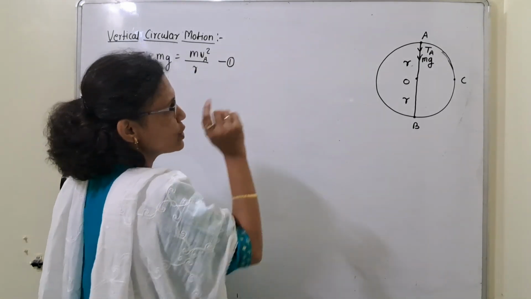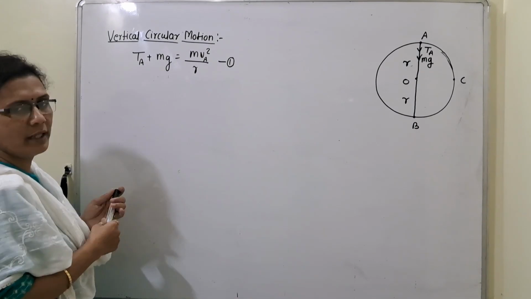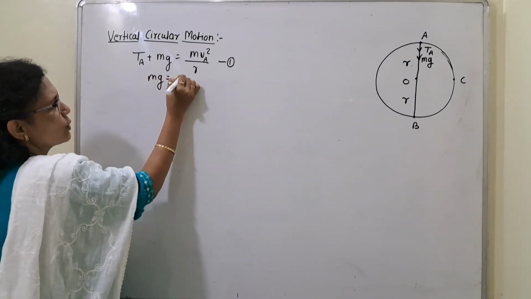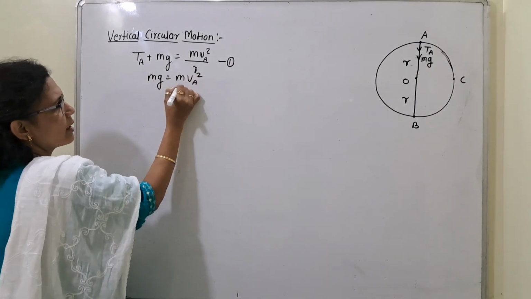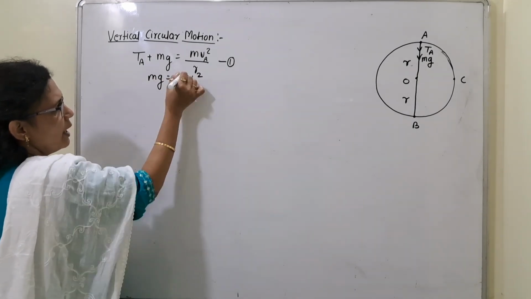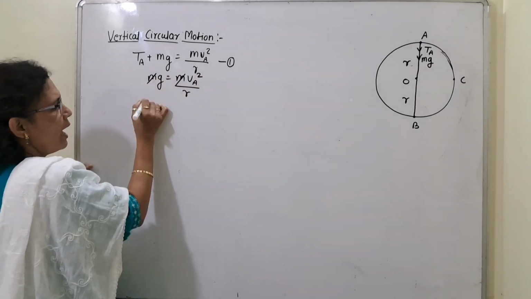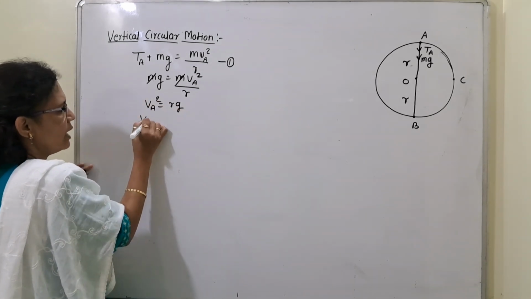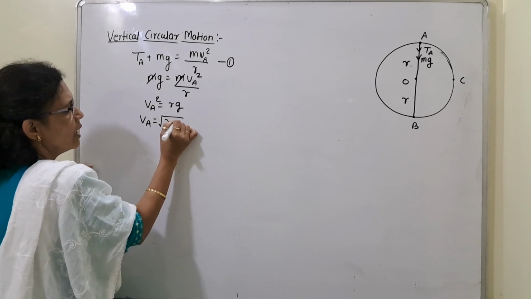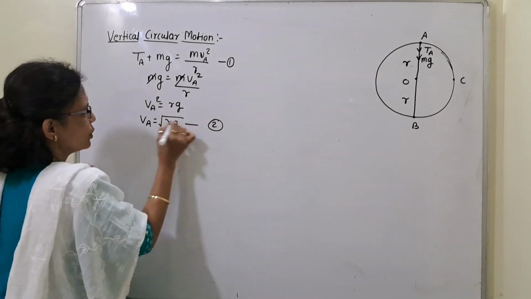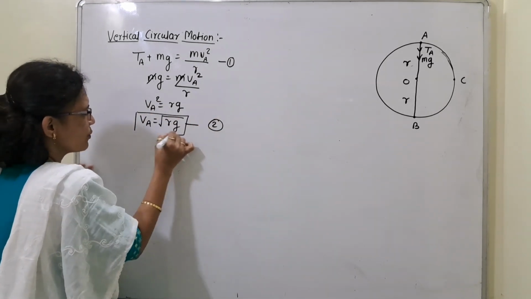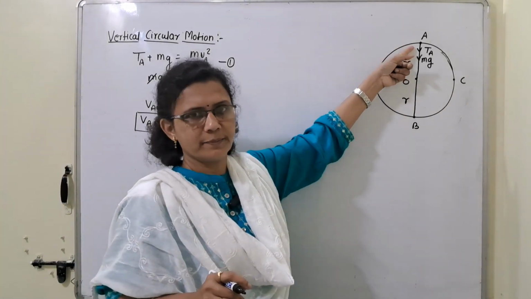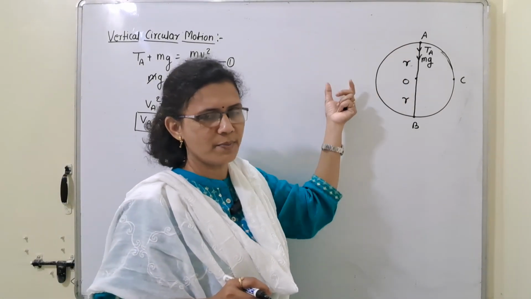So at position A, this TA will be 0. So what can I write? I can write mg is equal to mva square upon r. m gets cancelled and va square is equal to rg, which means va is equal to under root rg. Let this be equation number 2, and this is the expression for the velocity of the particle at position A. Right? You understood the steps?